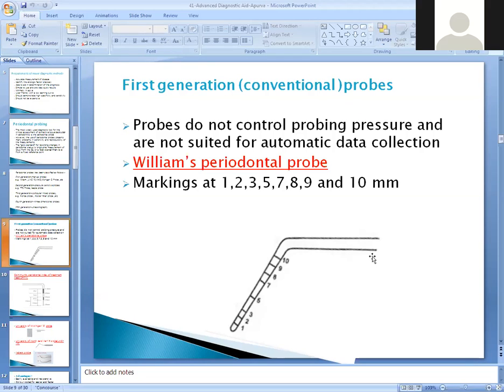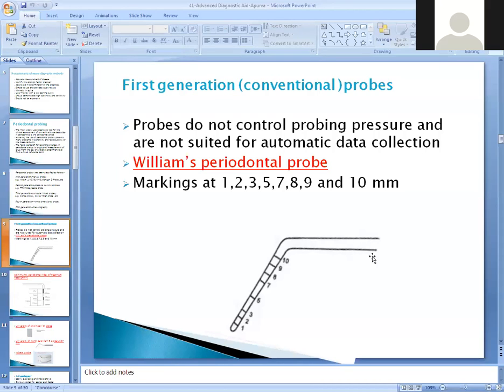All these things are very difficult to do with manual probing. Advancement means probing force, and maintenance of probing force is also difficult in patients who have inflammation. If tissue is healthy, it will resist the probe penetrating into the underlying tissue. But if the tissue is inflamed, it will allow the probe to go in the sulcus beyond its base, directly inside the connective tissue.